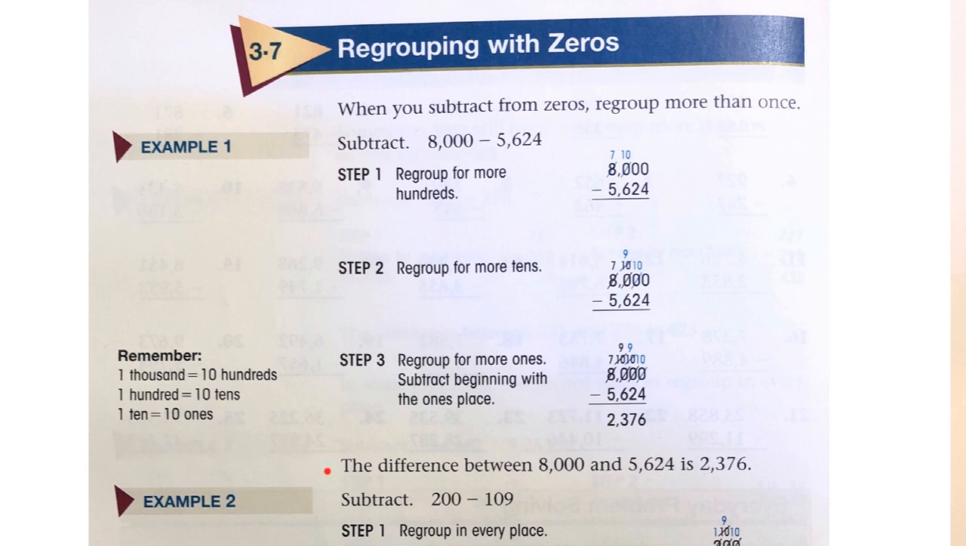The difference between 8,000 and 5,624 is 2,376. Remember, 1,000 equals 10 hundreds, 100 is 10 tens, and 10 is 10 ones.